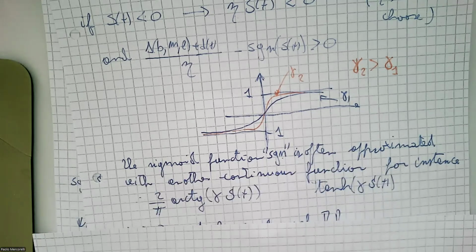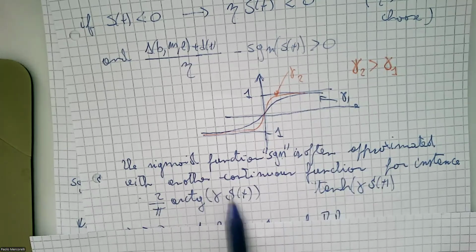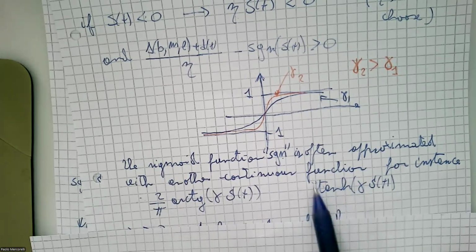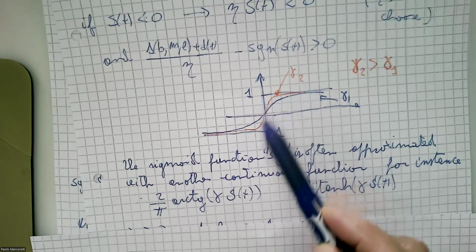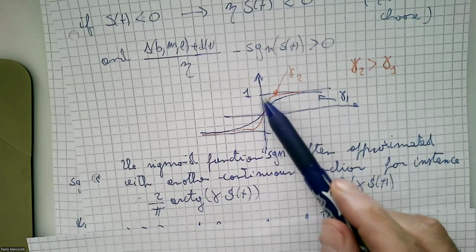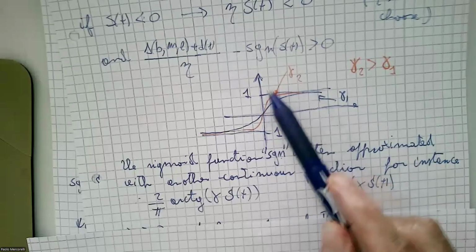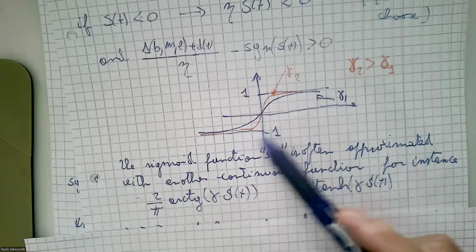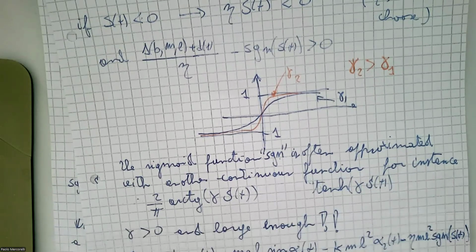Very often we use an approximating function. Here we can see 2 divided by pi times arctangent of gamma S of t, or hyperbolic tangent of gamma S of t. Gamma is something which allows us to approximate the SGN better. Increasing alpha, we can see alpha 2 larger than alpha 1. We approximate better and better, increasing alpha, this SGN function, this ideal sigmoid function. Okay.